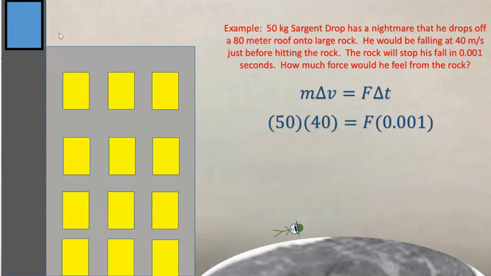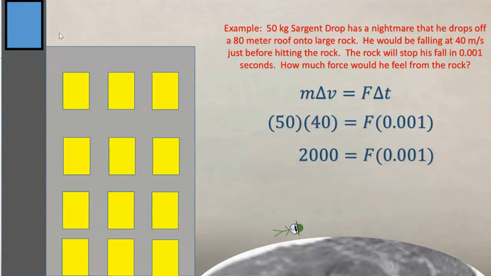On the left side, you have his mass and you have his change in velocity. We'll say that he was falling at minus 40 meters per second because he was going downward. Then he came to a stop, so his change in velocity would be positive, going from negative 40 to 0. So mass times his change in velocity would be 50 times 40. On the right side of the equation, you have force multiplied by delta t, and that delta t is the time of collision, the time from when he first touches the rock to when he has stopped moving.